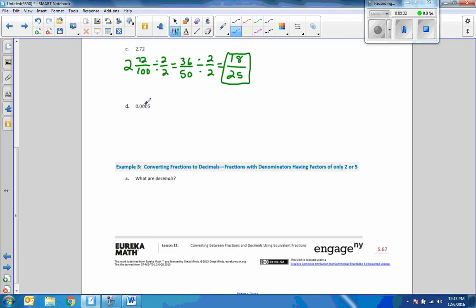D. 0.0005 is read 0 and 5 ten thousandths. 5 ten thousandths is like this. If I have a number ending in 5 and a number ending in 0, they are both divisible by 5. 5 divided by 5 is 1. 10,000 divided by 5 is 2,000. So that is 1 2,000th. Okay.